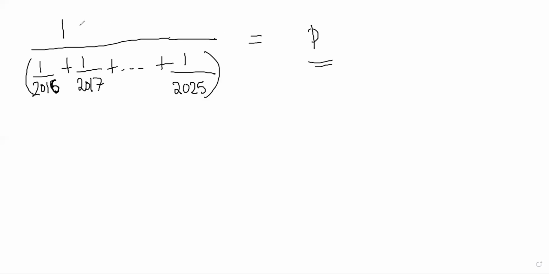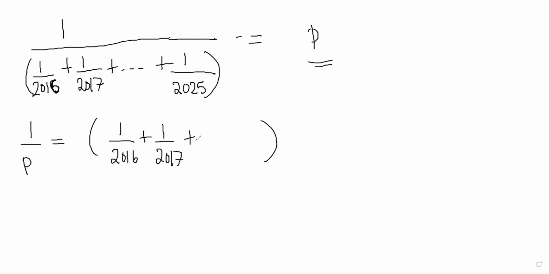Yeah. So this is some P. I'm saying I have to find out P. So I will do first 1 by P is equal to this, right? 1 by 2016 plus 1 by 2017 plus so on plus 1 by 2025, right? And I have to somehow estimate this sum value, right? But I don't know very nice ways to do this.